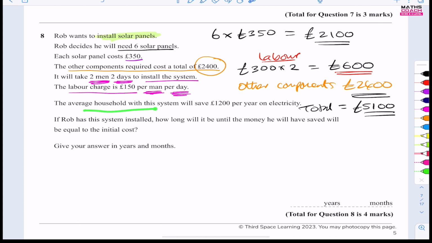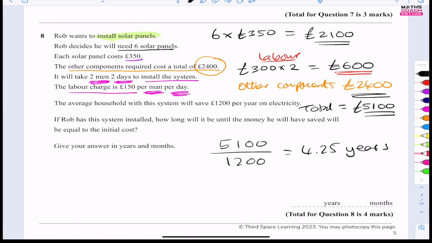Now, the average household with this system will save £1,200 per year on electricity. If Rob has this system installed, how long will it be until he will have saved money equal to the initial costs? So let's find out how many lots of 1,200 go in here. And to do this, we just divide. So it's 5,100 divided by 1,200. And if we do that, that gives us 4.25. So it's 4.25 years. That's when he's going to be breaking even.